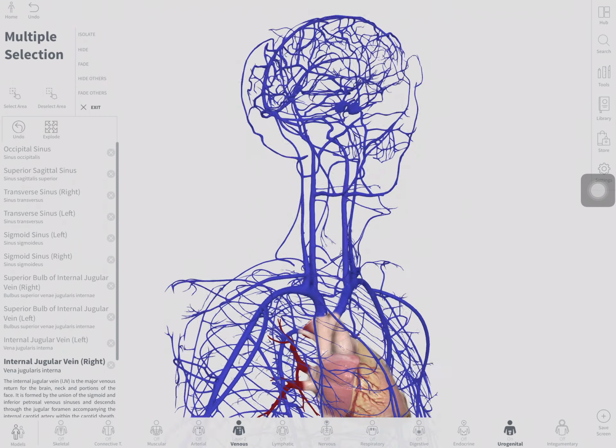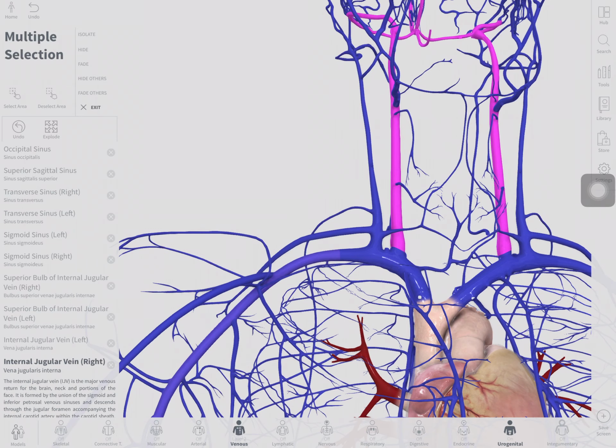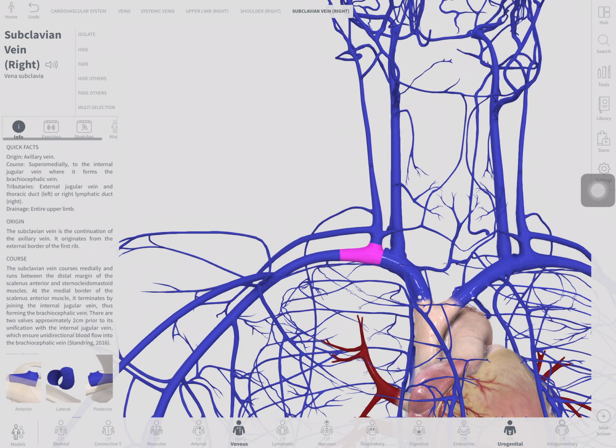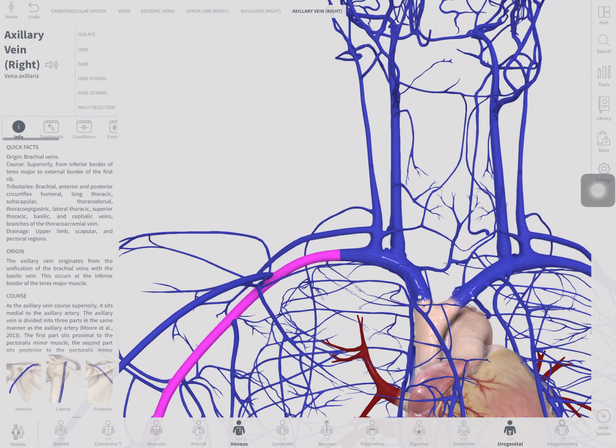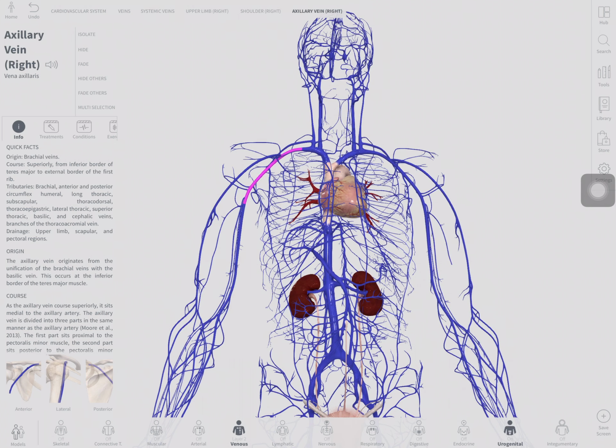Next, coming to the subclavian artery, there is the subclavian vein. That is continued by the axillary vein. I am speaking only about the deep veins. I am not coming to the superficial veins; superficial veins I will explain separately.